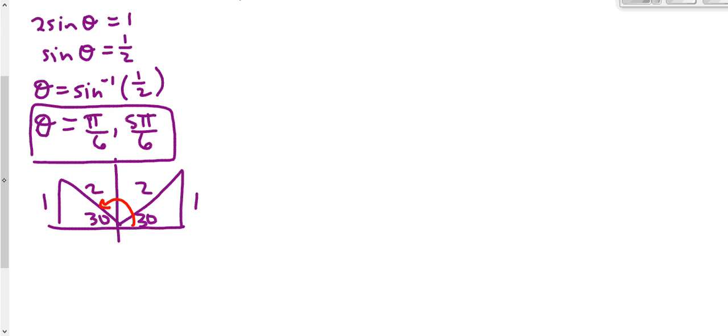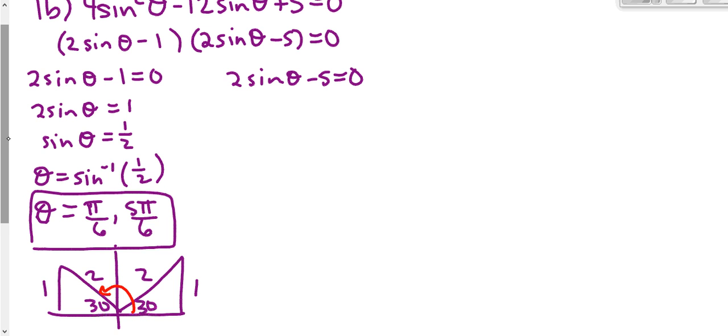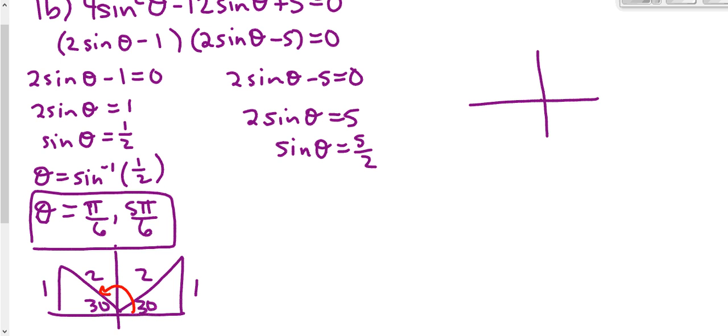And now we go back to the other part, and we're going to add 5 to both sides and divide by 2. Do you know that sine cannot be 5/2? Because if you picture a sine function, how high does it go? How low does it go? It goes up to 1. It doesn't go up to 2.5. It goes down to negative 1. So this has no solutions.